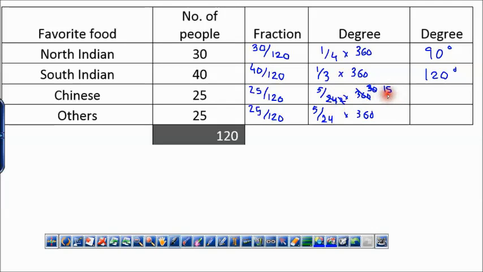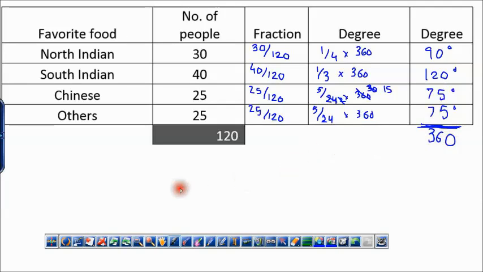15 5s are 75 and 1 by 4, 1 by 3, 5 5s are 5 24s are 12 2s are 12 30s are 15 5s are 75. So it's very important to create a total of 360. If you cannot, then something is wrong.